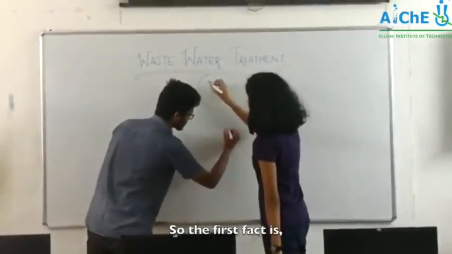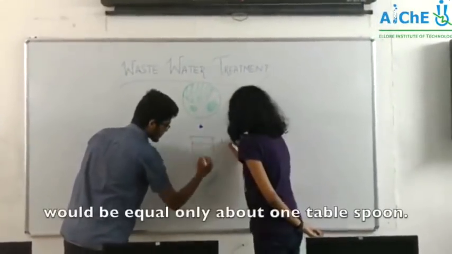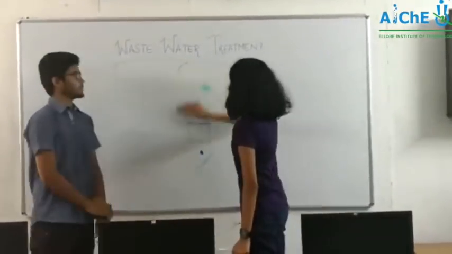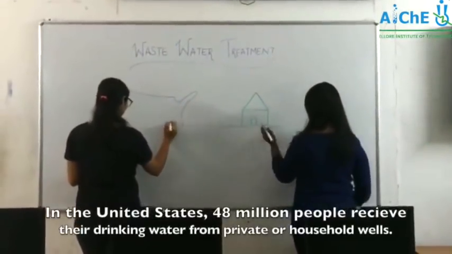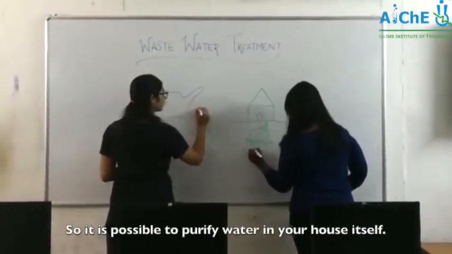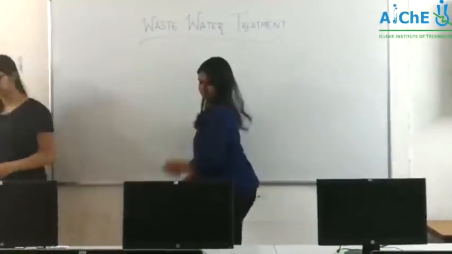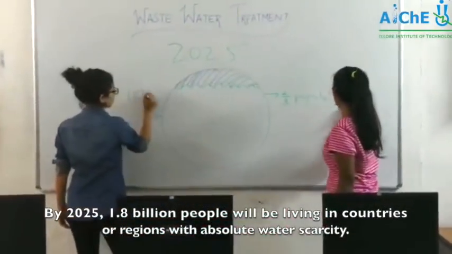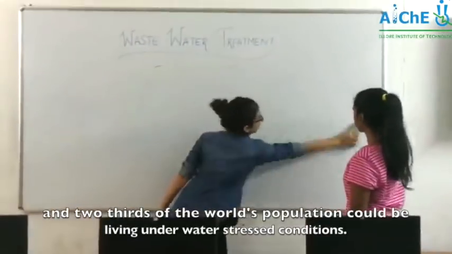So, the first fact is: if all the world's water were to fit into a gallon jug, the fresh water available for us to use would equal only about 1 tablespoon. It's very crucial to purify water. The second fact is in the United States, 48 million people receive their drinking water from private or household wells. So it is possible to purify water in your house itself. By 2025, 1.8 billion people will be living in countries or regions with absolute water scarcity, and two-thirds of the world's population could be living under water stress conditions.